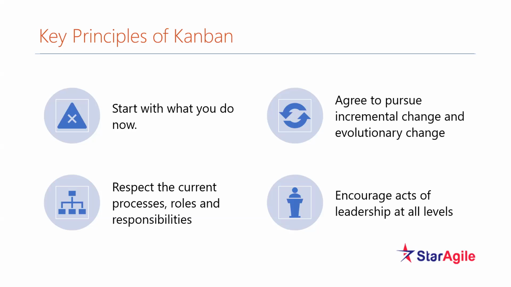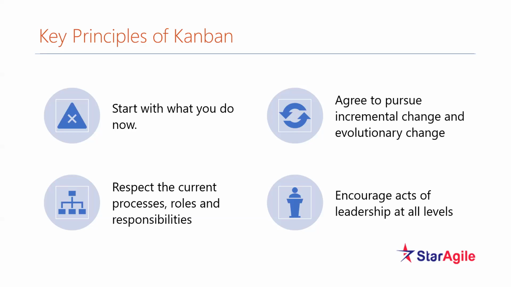Now, while we are doing this, if we find by looking at the board, hey, you know what, this is becoming a bottleneck. If we improve this particular process like this, we will be able to do much better. So the third principle is nothing but agree to pursue incremental change and evolutionary change. So we are not telling what change to do. Basically, the team evolves the change, and it automatically determines what changes we need to do, and changes are evolutionary, and we agree to do incremental and evolutionary changes.